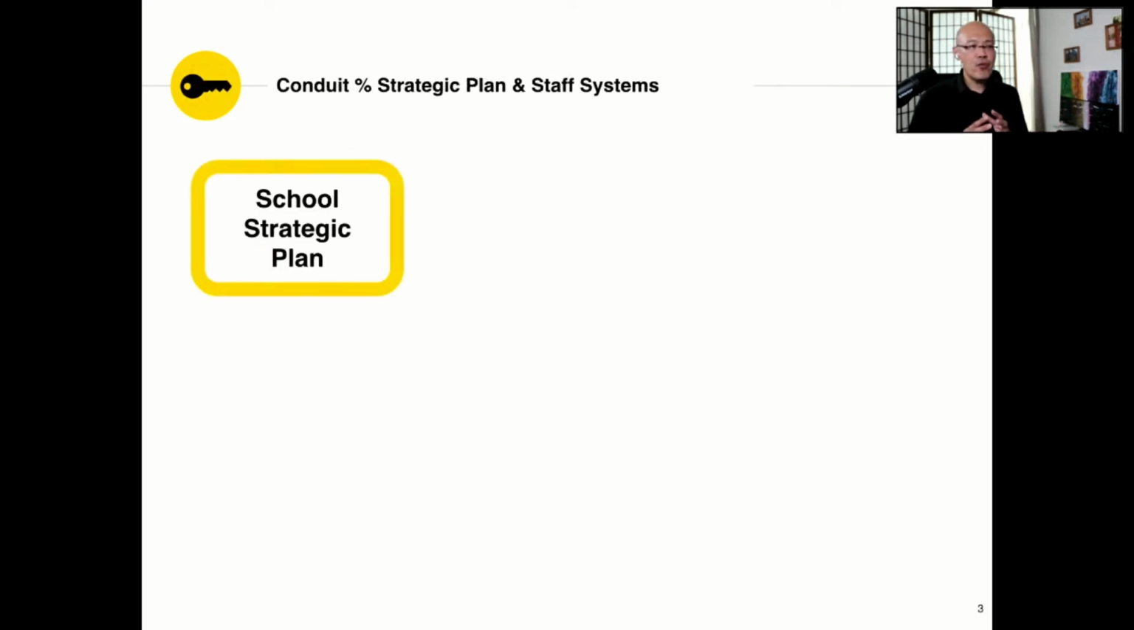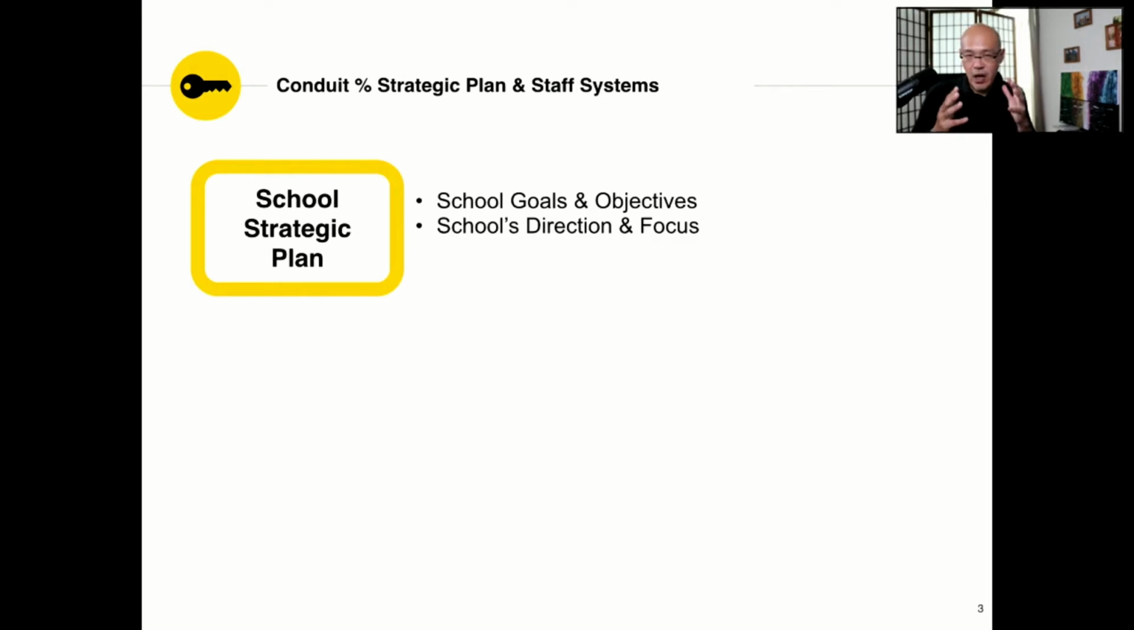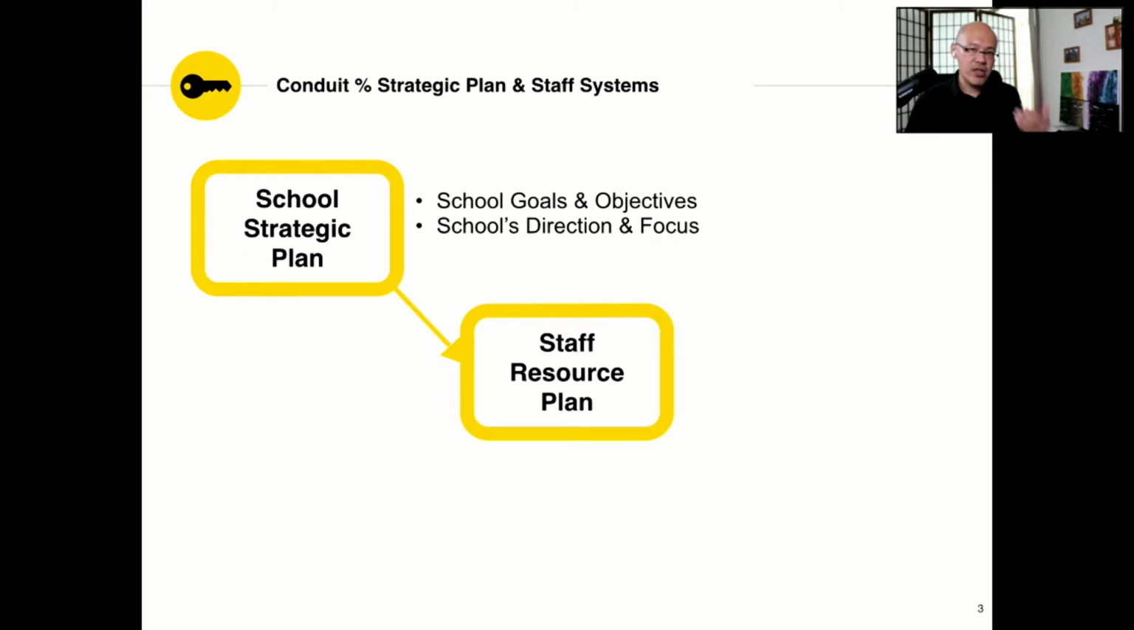Before you start doing your staff resource plan, you always start off with looking at your strategic plan. And with the strategic plan itself, you want to ask yourself, what are your school goals and objectives? And also, what is the school's direction for that planning cycle itself? What is the focus of the school? Once you have that down on paper, and once you have that clarity of where the school is going, then you can embark on crafting your staff resource plan. And this is where you want to ask yourself, what kind of staff must we have so that we are able to help the school achieve its goals and objectives?